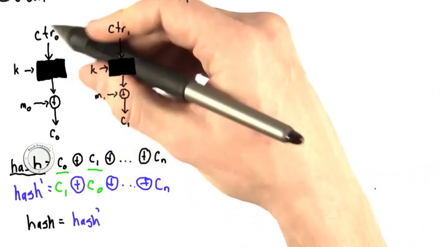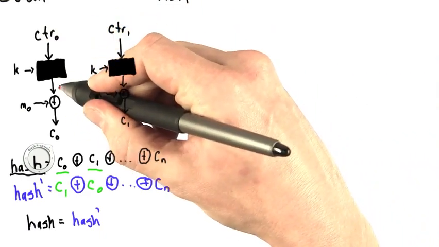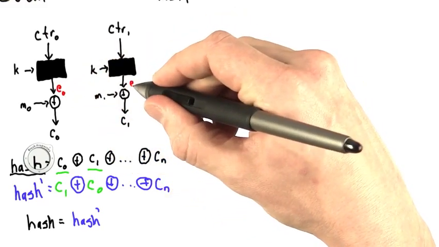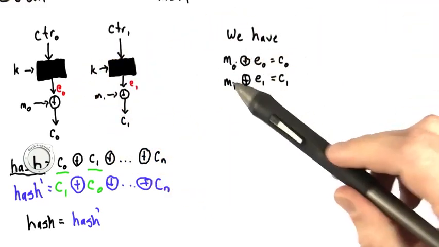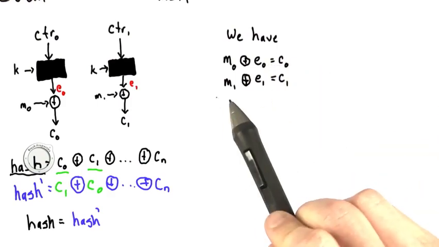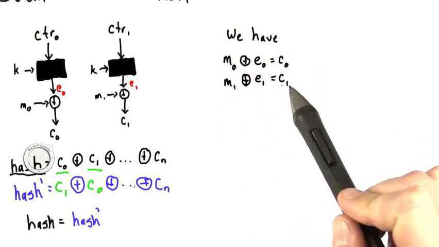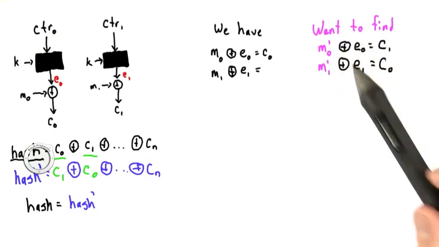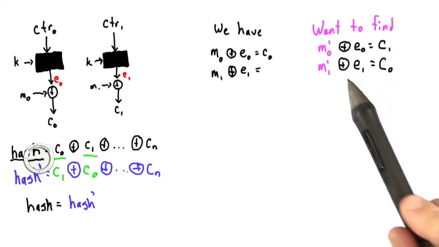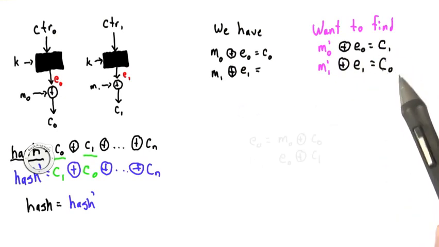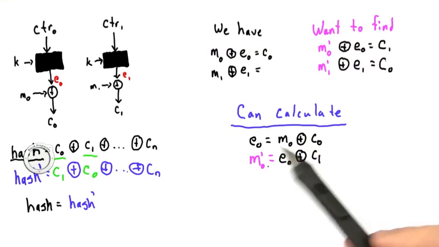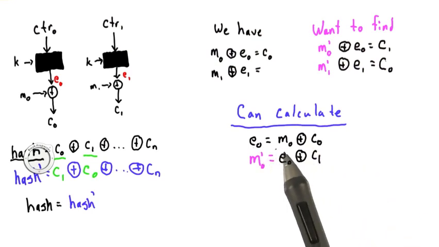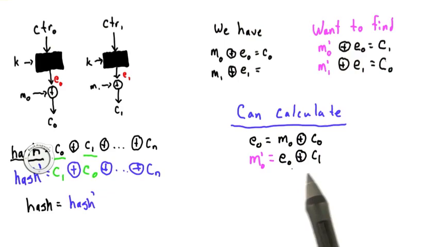So now let's look back at our diagram, and for notation, let's refer to the value coming out of the encryption as E0 and E1. Then we have M0 XOR'd with E0 equals C0, and M1 XOR'd with E1 equals C1. And we want to find M0 prime and M1 prime such that when XOR'd with E0, you get C1, and when XOR'd with E1, you get C0. We can calculate M0 prime by first calculating E0 by reversing out the XOR, and then XORing E0 with C1 to get what we want.